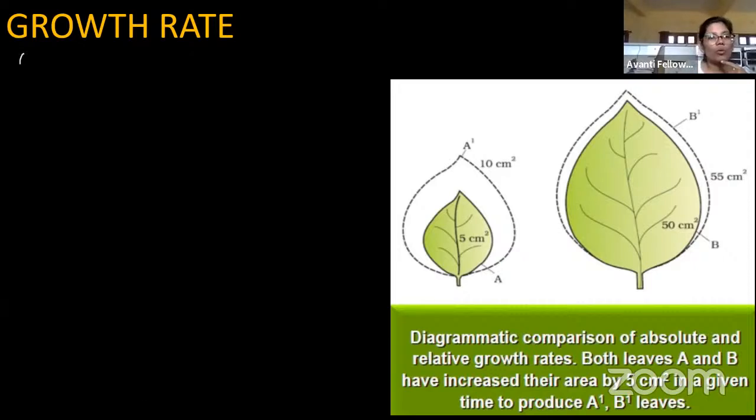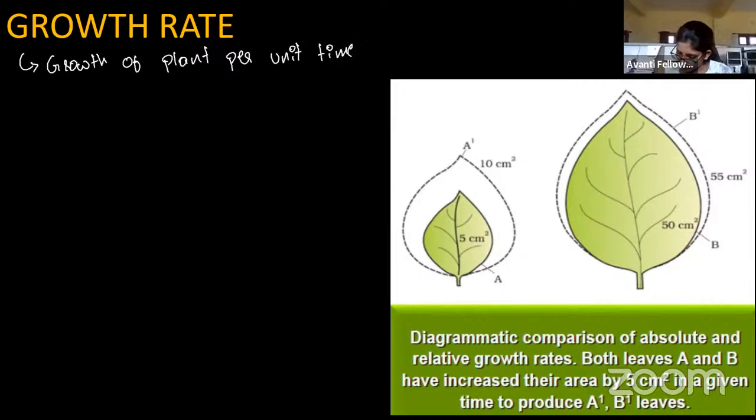Yes. So growth rate is the growth of a plant per unit time. How do we measure the growth? Growth of a plant per unit time is called the growth rate. This growth rate can be of two kinds: it can be arithmetic growth or geometric growth. So what is arithmetic growth and geometric growth? Let us see.